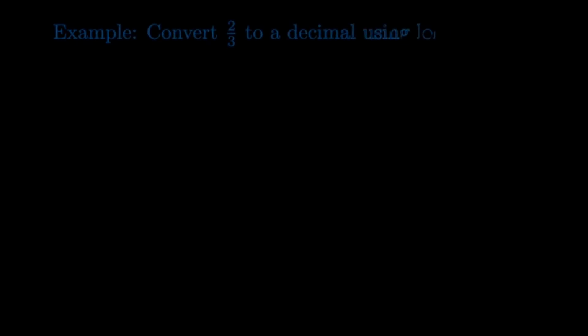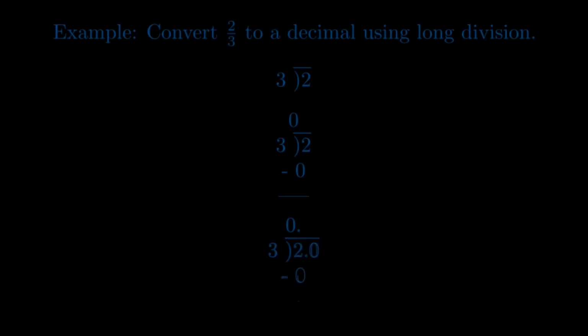Remember, the fraction bar means division, so we are dividing 2 by 3. We set it up like a regular division problem with 2 inside the division symbol and 3 outside. Our goal is to find the answer. First, how many times does 3 go into 2? 0 times. We write a 0 above the 2. Then, we subtract 3 times 0 from 2, which leaves us with 2. To keep going, we add a decimal point and a 0 to the 2, making it 2.0. We also add a decimal point to our answer. Now we bring down the 0.